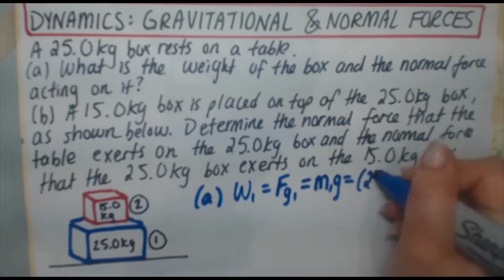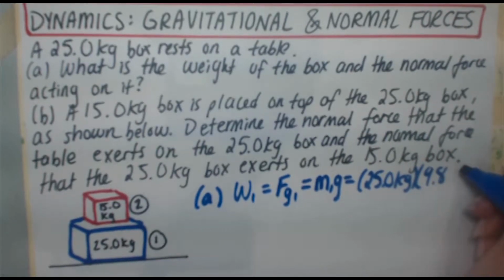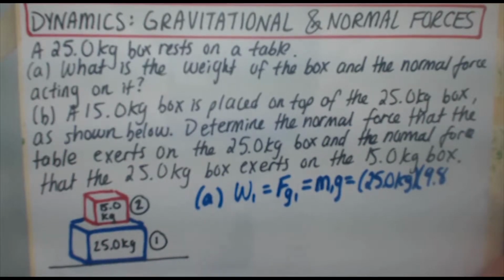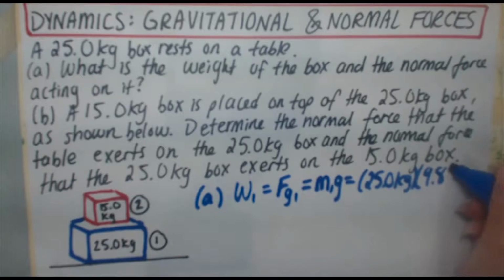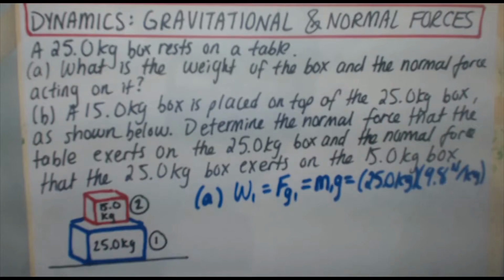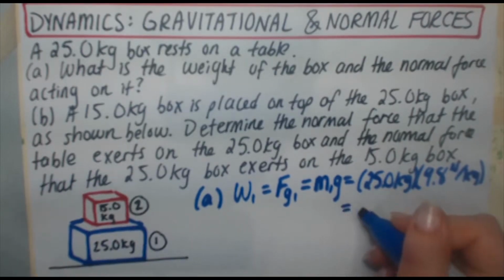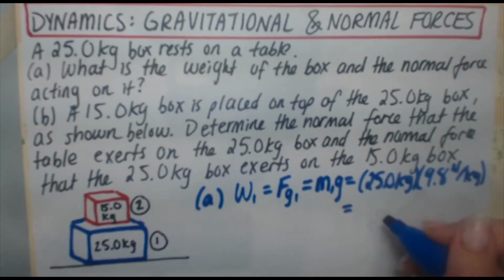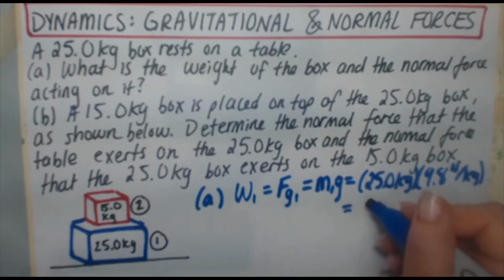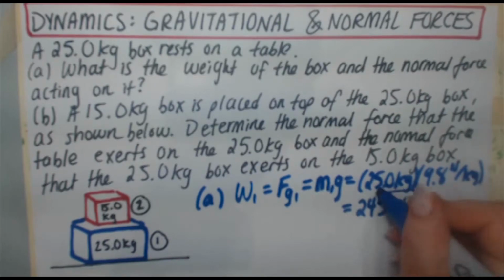The mass of box 1 is 25.0 kilograms. Acceleration due to gravity, 9.8. Now, usually I write meters per second squared, but acceleration due to gravity can also be expressed in terms of the following units, newtons per kilogram. It's a simple mathematical step to show how newtons per kilogram is equivalent to meters per second squared. If you have questions on how to do that, please leave a comment in the video comments under the video. So the product of these two comes out to be 245 newtons. So that is the weight of the box.